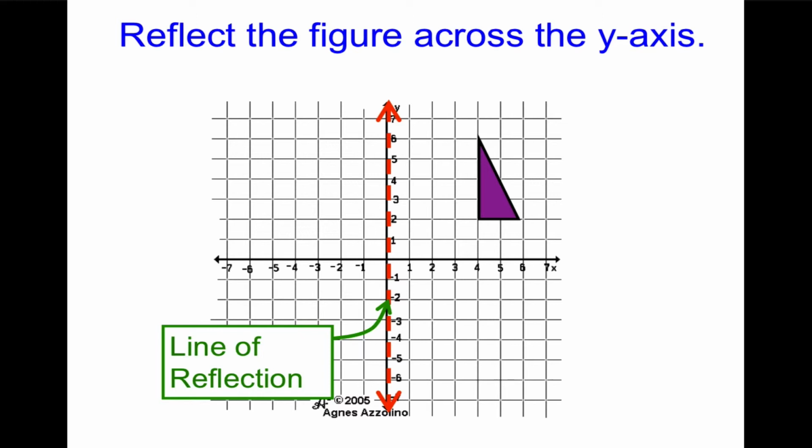Now this time, the part of the triangle nearest the line of reflection is 4 units to the right. So we're going to draw that same line, but 4 units to the left. And the furthest part was 6 units to the right, so here the furthest part is 6 units to the left, and that's the image. Clearly, the orientation of the figure has changed, right?